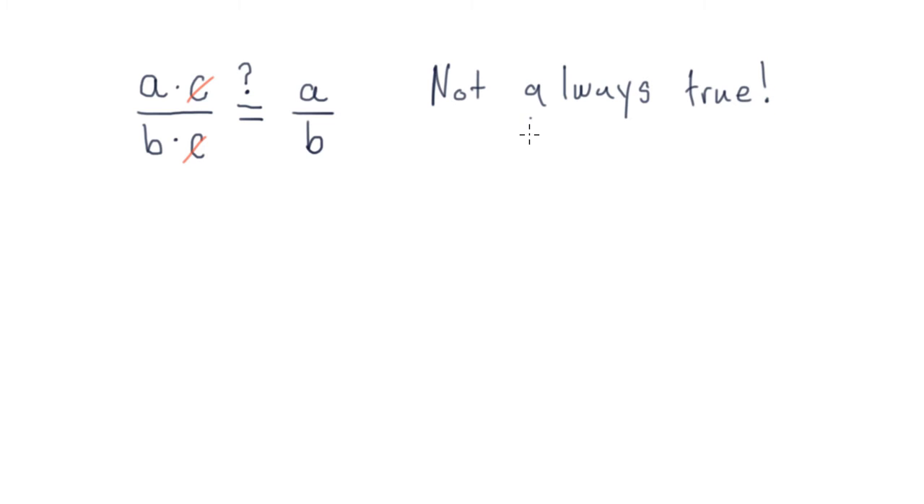Okay, so why do I say this is not always true? Well, there's one number, c, for which this is not going to be a true statement. Think about what that number is. So the correct answer is when c is equal to 0. And so as long as c is not equal to 0, this will be true.